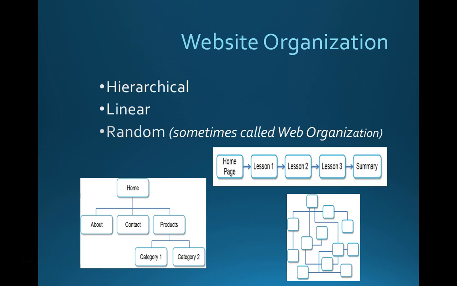And then, of course, the lower right-hand corner here is random, which is sometimes called web organization. You really can't tell that it even has some sort of organization, because there are links and pages all over, and there really is no way to categorize that information, or they haven't categorized it. Okay? So those are the three different types. In this class, we will most likely be working from this organization type, the hierarchical.